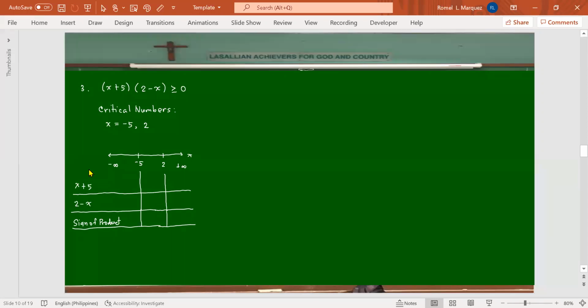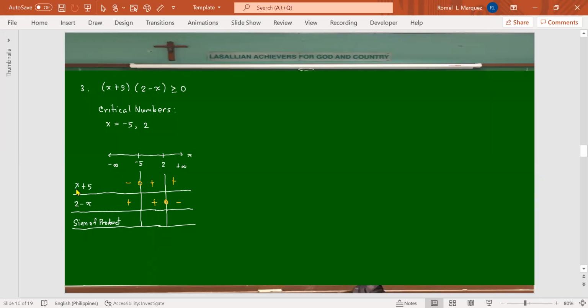Okay, so let's now assign signs. Where is x plus 5 zero? When x is -5. So that we have a guide. When is 2 minus x zero? When x is +2. So to the right, if the coefficient of x is positive, to the right, positive. To the left, negative. If the coefficient of x is negative, to the left, positive. To the right, negative. Did you get that, children?